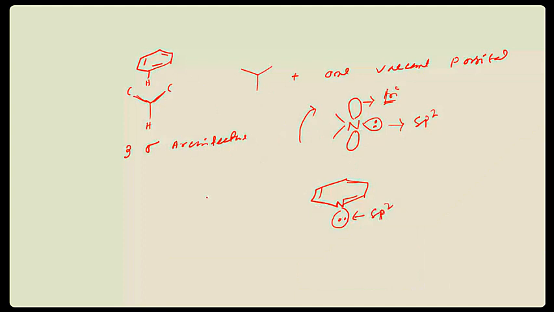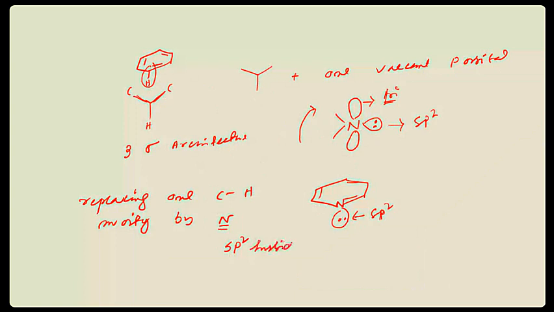So here, what basically we are doing, we are replacing one CH moiety by N, not just N, really an sp2 hybridized nitrogen. Again, an sp2 hybridized nitrogen where the lone pair lies on an sp2 orbital. That's the complete definition.